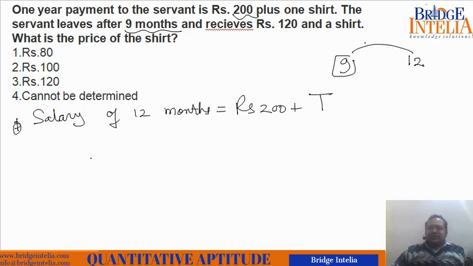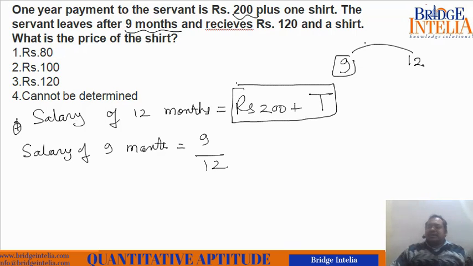3/4 of 12. So the salary of 9 months must be 9 by 12 of the original salary that was decided, because the original salary was decided for 12 months, but this guy has worked only for 9 months. So the salary for 9 months comes out to be this much, 200 plus T.